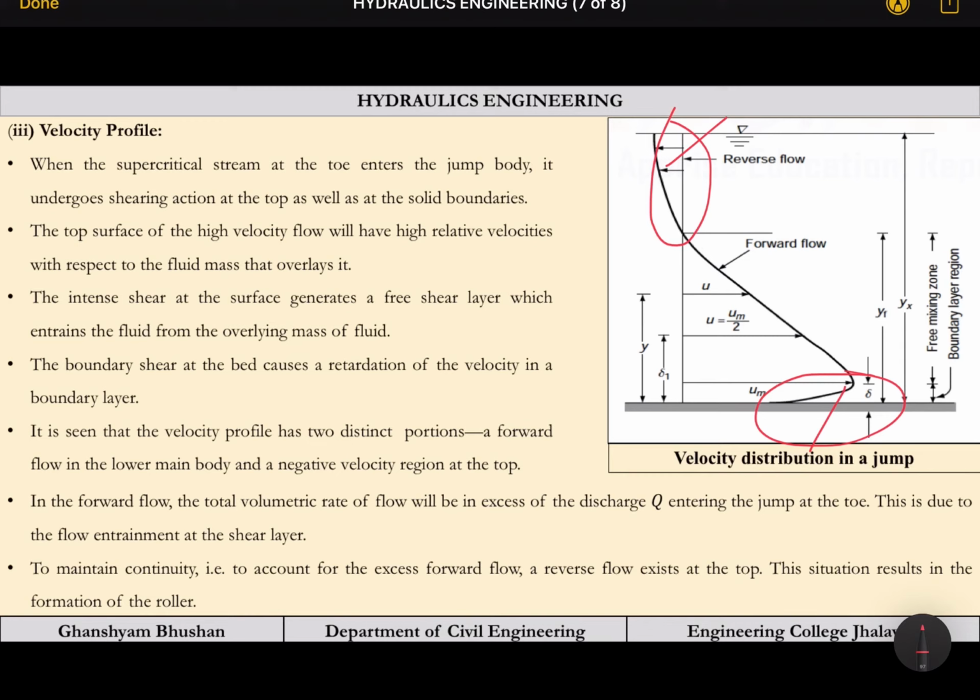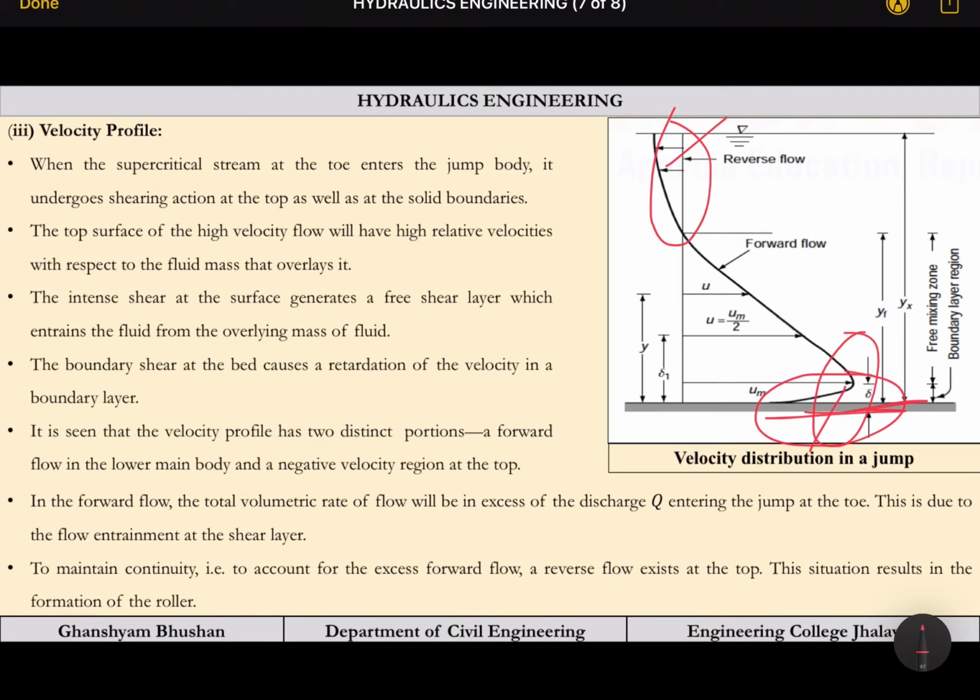The top surface of the high velocity flow will have high relative velocities with respect to the fluid mass that overlays it, and the intense shear at the surface generates a free shear layer which entrains the fluid from the overlying mass of the fluid. That is true because the shear will be very high. Now the boundary shear at the bed causes a retardation of the body velocity in the boundary layer. So due to the no slip condition, the layers will get retarded, and you can see that velocity deficiency near the boundary.